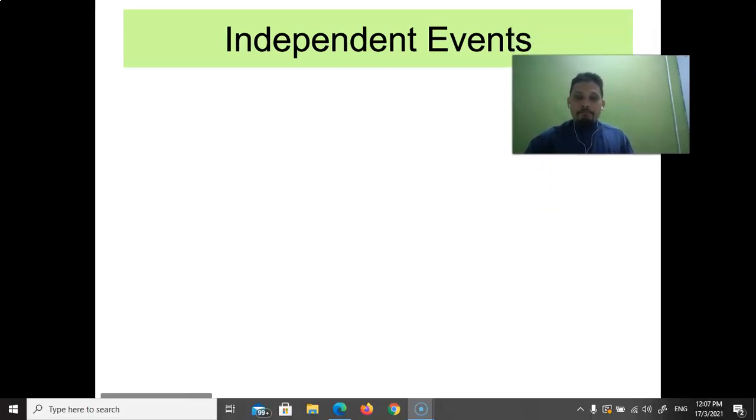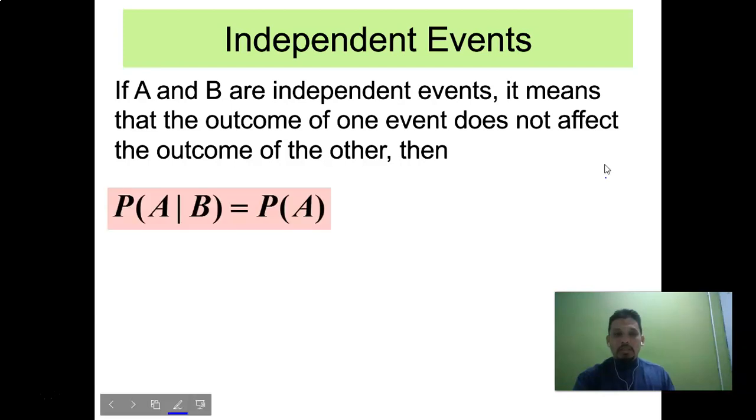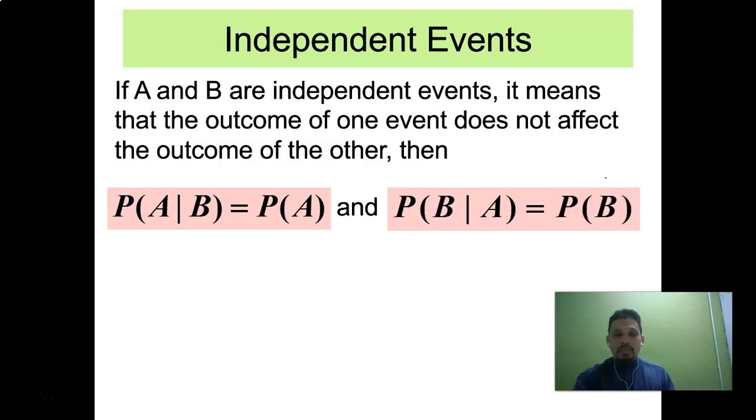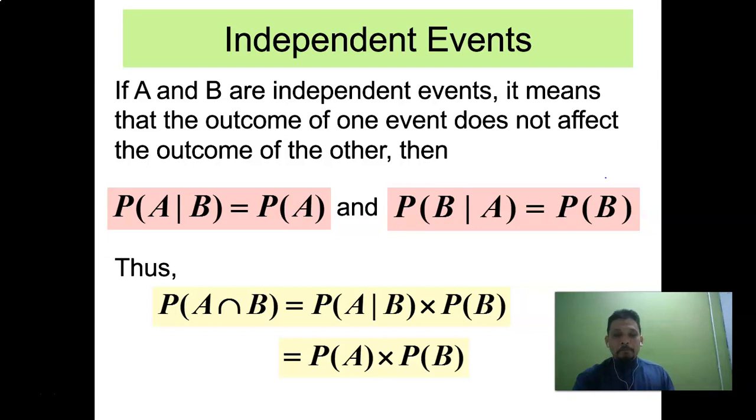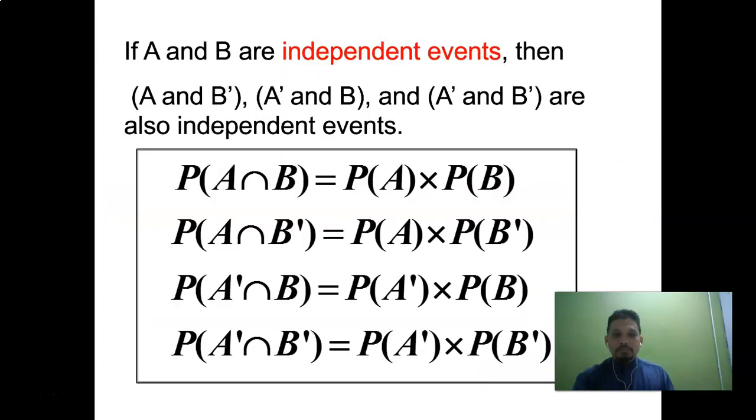Independent events. If A and B are independent events, it means that the outcome of one does not affect the outcome of the other. Then the probability of A given B is the probability of A, and the probability of B given A equals the probability of B. It means that the event of A has nothing to do with B and does not affect it at all. So the probability of A intersect B is simply the product. Okay, please try to remember all this.